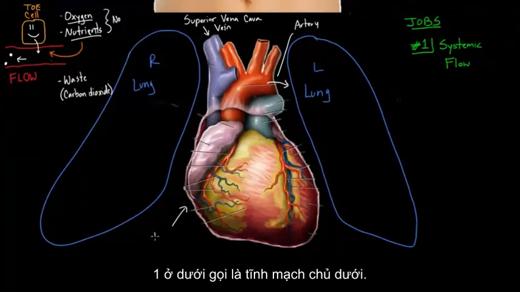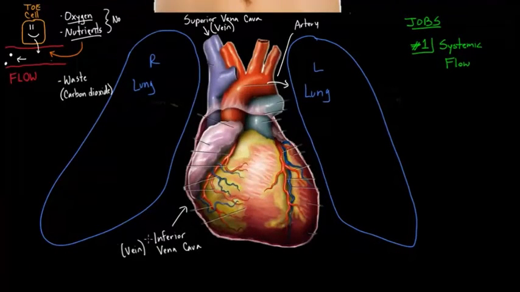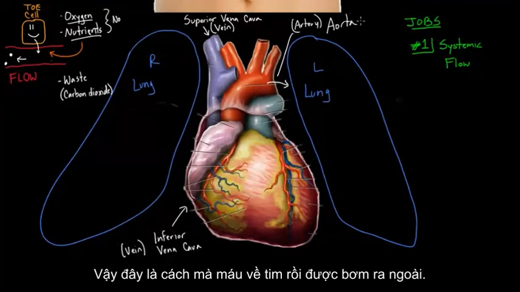And at the bottom here, you can't see it because it's on the other side of the heart, but there's another vein called the inferior vena cava. And these two veins are actually dragging blood in from all over the body into the heart. And then when the heart is ready to pump it back out, it goes into this artery, and the name of it is the aorta. So if you've heard of the aorta, this is the artery that people are talking about. So this is how blood comes and gets pumped around.